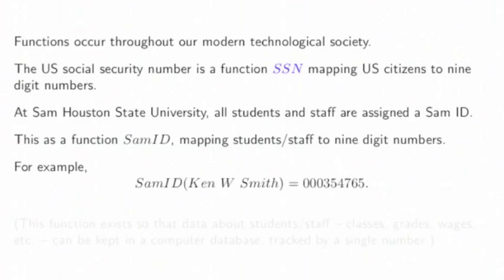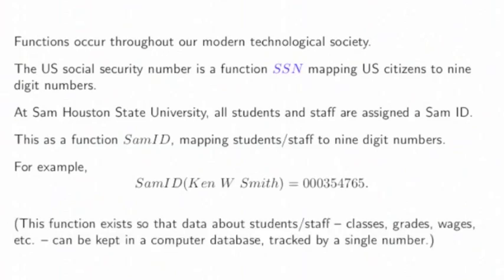000354765. If you're a student on this campus, you've learned to memorize that 9-digit number. This function exists so that data about students and staff, classes, grades, wages, and so on, can be kept in a computer database tracked by a single number, the SAM-ID. Although functions in science are often defined by equations, they do not have to be. The SAM-ID function we just discussed is not defined by an equation.